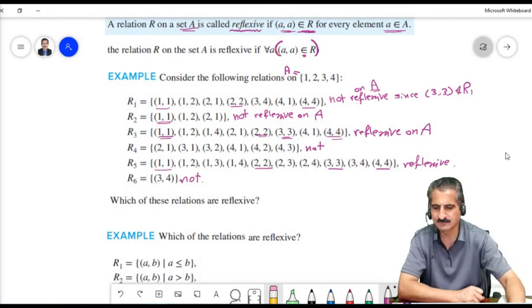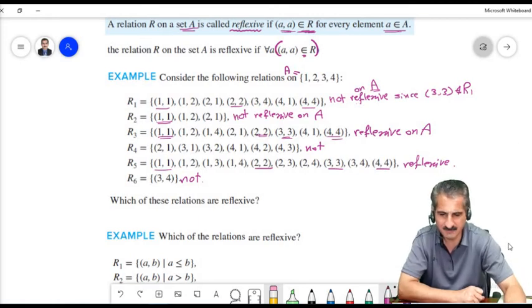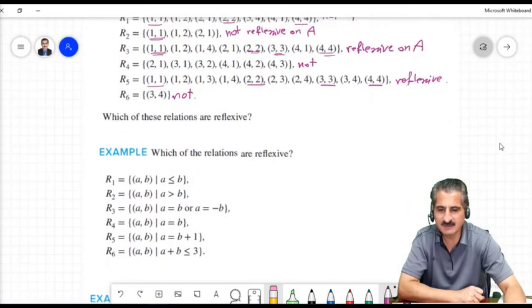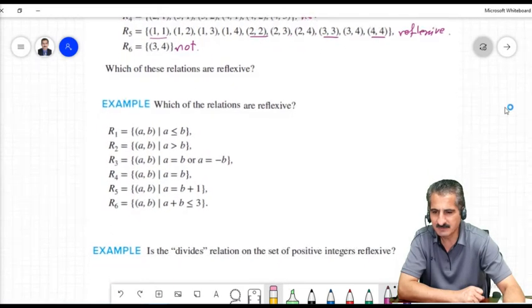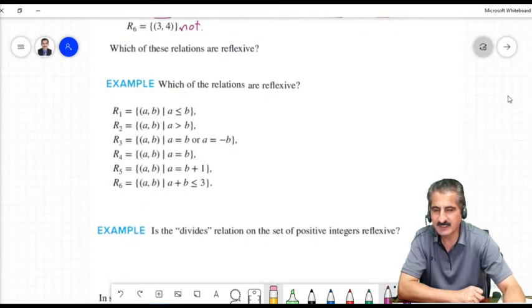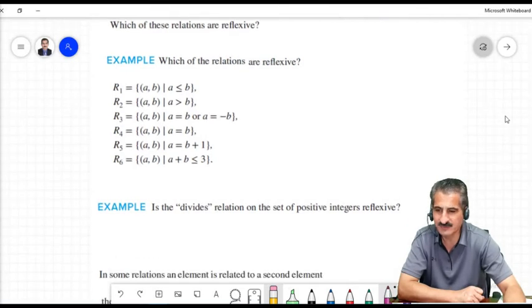Okay, so this is simple. Remember that the ordered pair (a, a) must be in R for every element a. The first relation missed (3,3), so it is not reflexive.